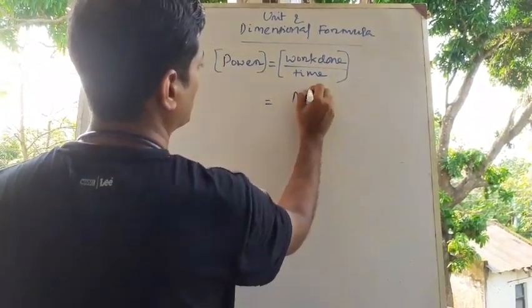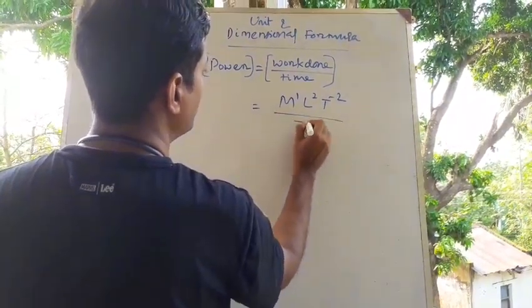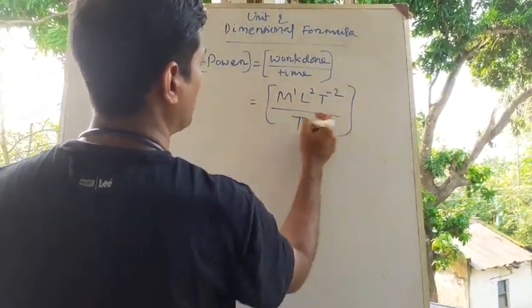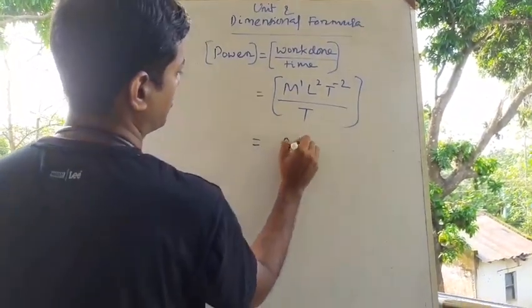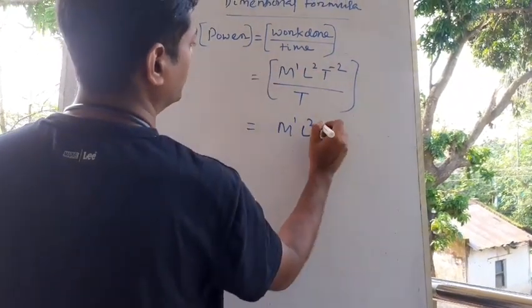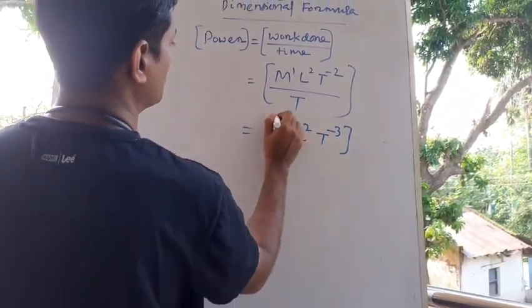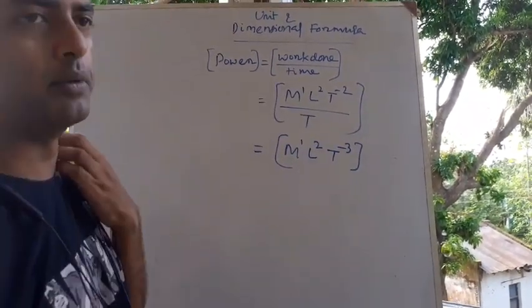Work done, we have already got M1 L2 T minus 2, and time is T. So the dimensional formula will be M1, now L square, and T is below, so T is going above. This will be T minus 3. So the dimensional formula of power is M1 L2 T minus 3.